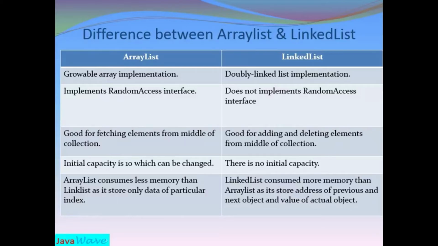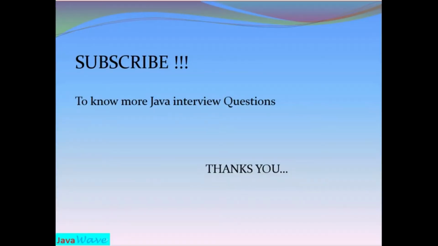ArrayList has an initial capacity of 10 elements, which can also be changed, and there is no initial capacity defined for LinkedList. ArrayList consumes less memory than LinkedList as it stores only the data of a particular index, whereas LinkedList stores the address of the previous and next object and the value of the actual object also. That is the reason it consumes more memory than ArrayList. So this was the difference between ArrayList and LinkedList.